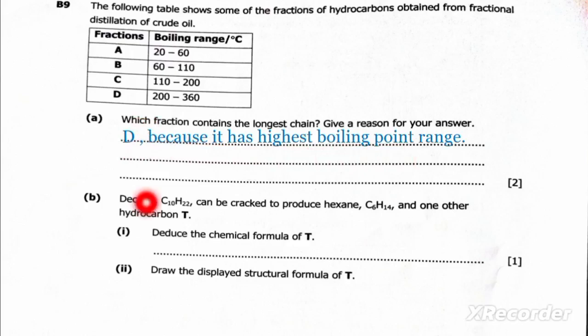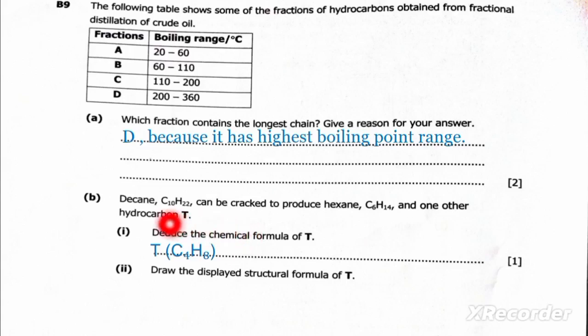We move to B. Decane can be cracked to produce hexane and one other hydrocarbon, T. Roman numeral 1, deduce the chemical formula of T. So the chemical formula of T is this one. Why are we saying this one?